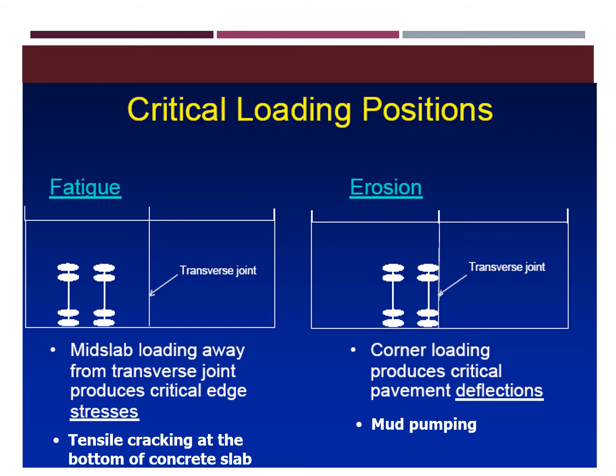In the rigid pavement, the fatigue cracking is usually caused by the mid-slab loading, which is away from the transverse joint. And this can create the critical edge stresses, and the tensile cracking will then be generated at the bottom of the concrete slab, which is also called the fatigue cracking. While the erosion is usually caused by the corner loading, where it will produce the critical pavement deflection at the PCC slab, and this kind of deflection will result in the mud pumping effect to the rigid pavement.